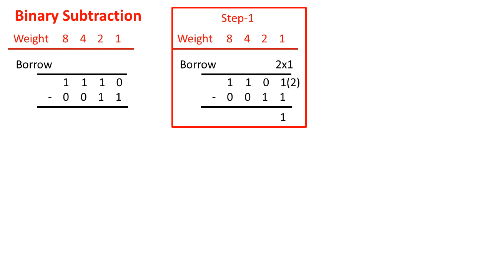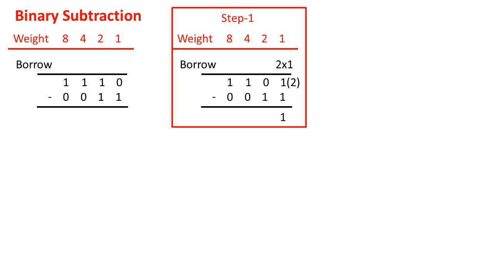We know this thing. So you can see as we have borrowed 1 from the second place, that is weightage of 2. That is why in the rightmost position it is written 2 into 1. That means there are 2 ones. So 2 ones minus 1 ones. So the result will be 1.